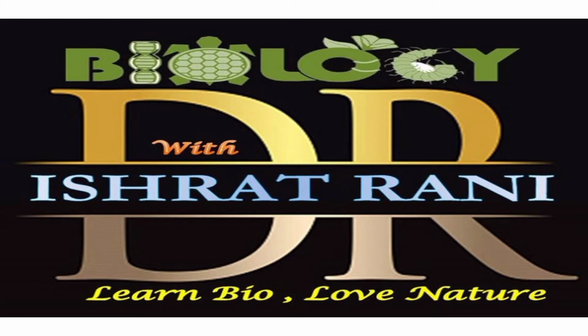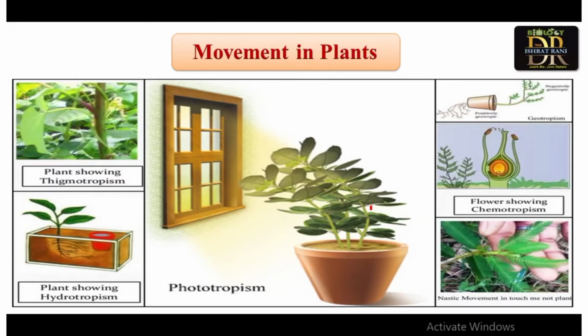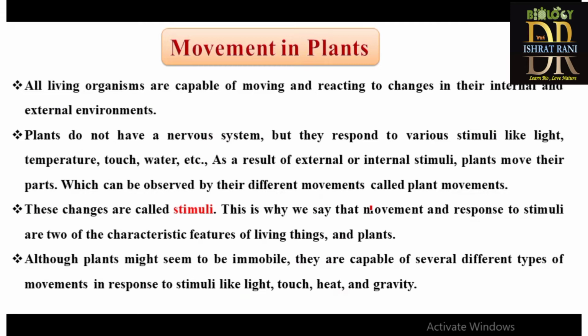Today we are going to discuss movement in plants. All living organisms are capable of moving and reacting to change in their internal and external environment. Plants do not have any type of nervous system, but they respond to various stimuli like light, temperature, touch, water. As a result of any internal or external stimuli, plants show different types of movements, and this stimuli can be gravity, heat, touch, light, etc.